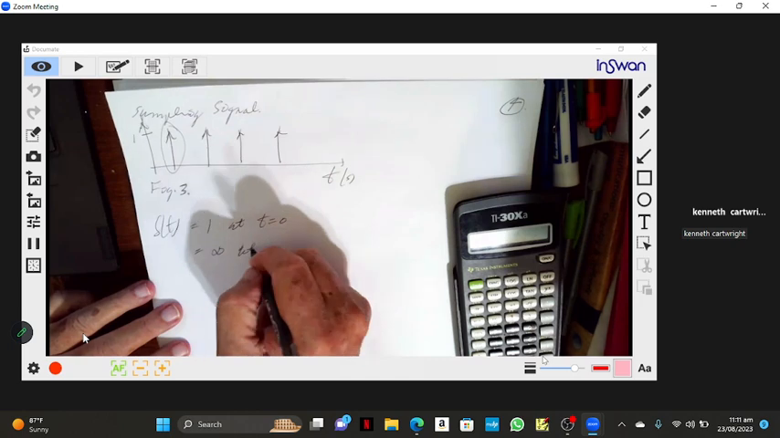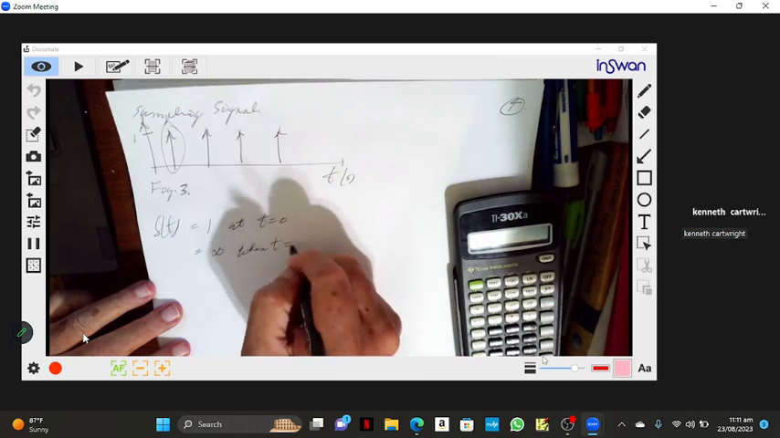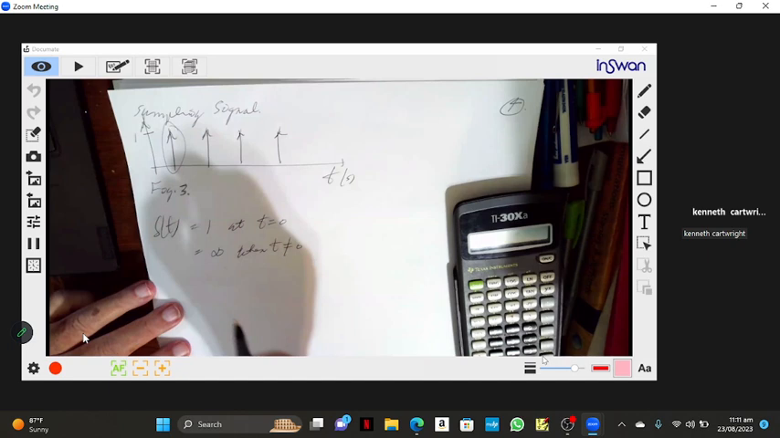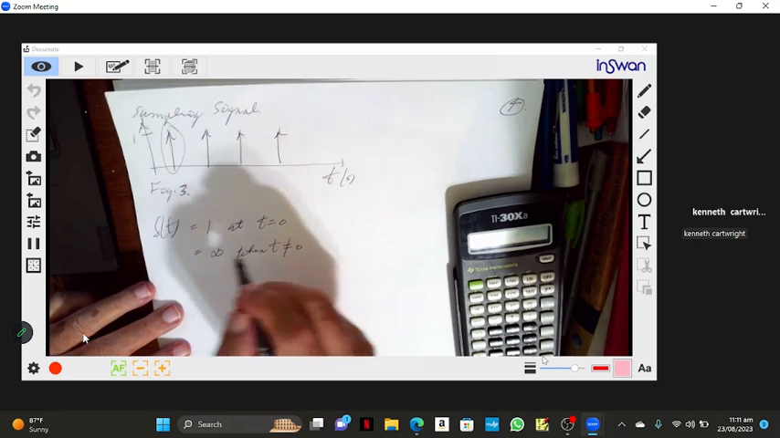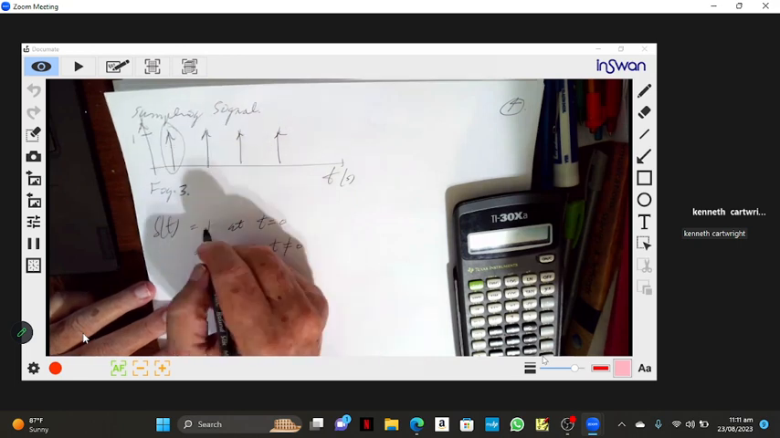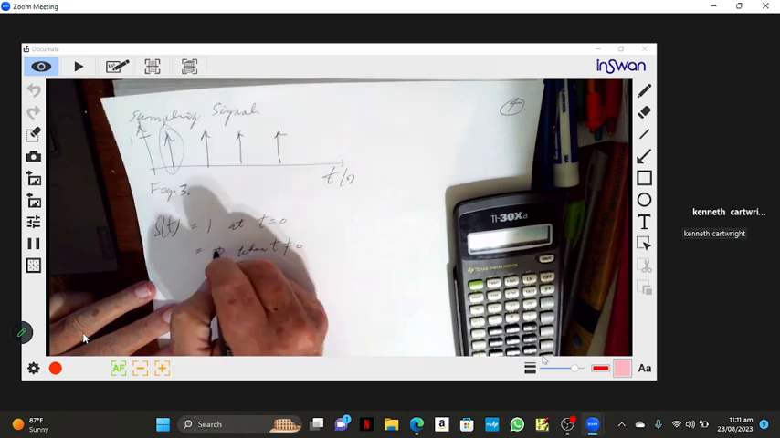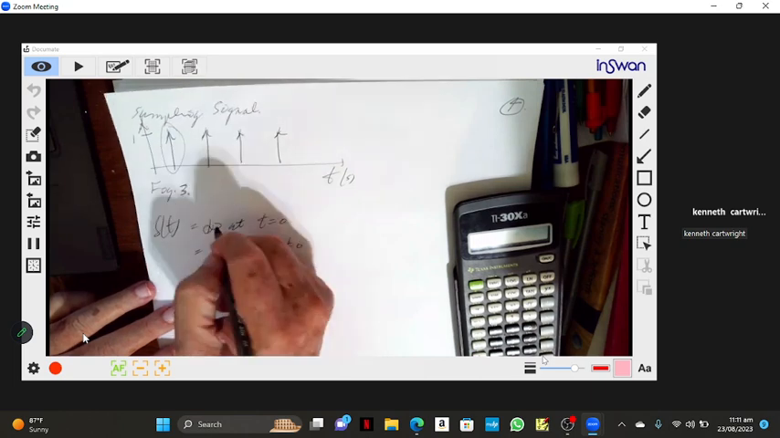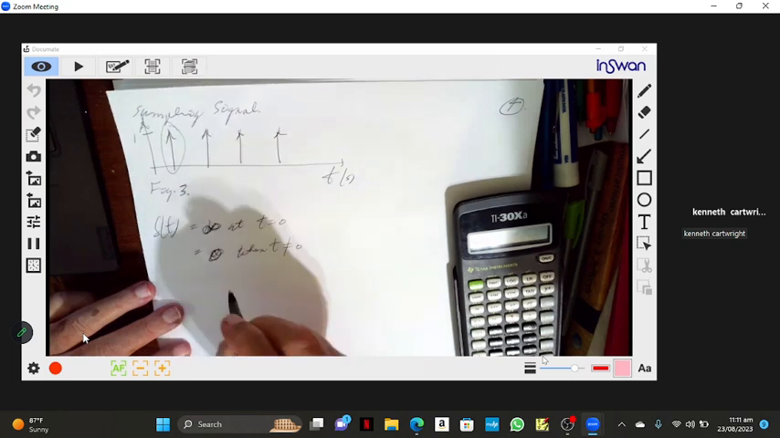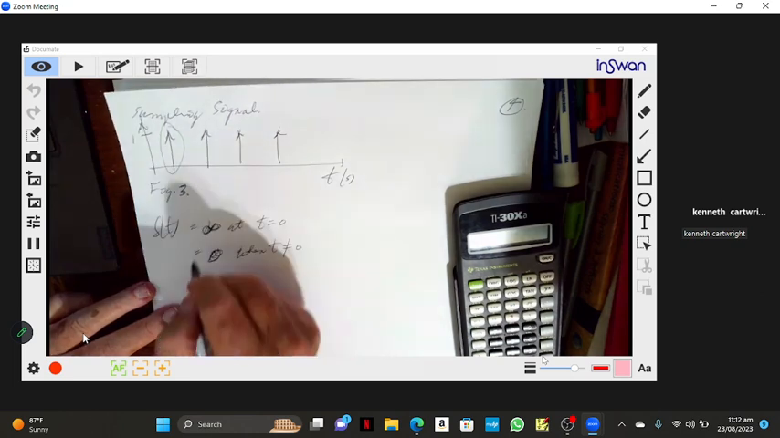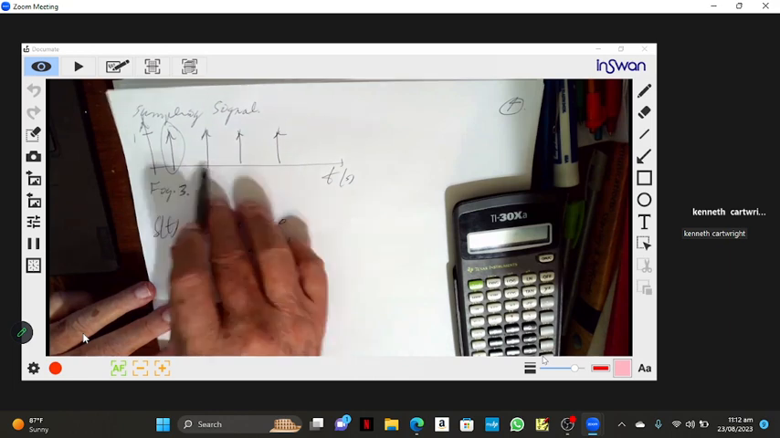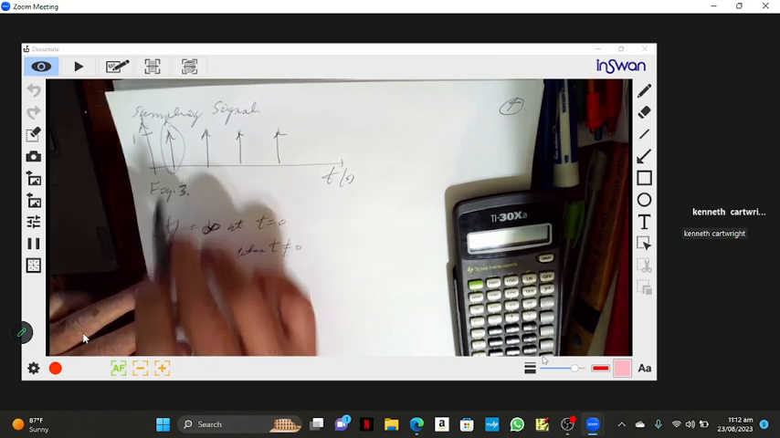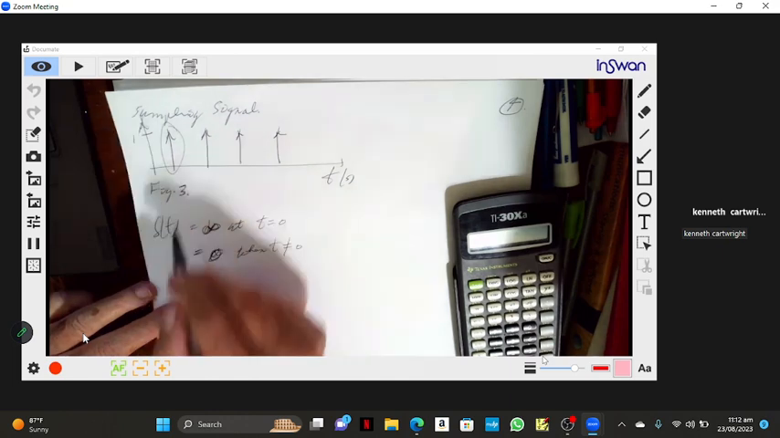When T is not equal. No, sorry, the other way. Delta T equals infinity, T equals 0. Delta T equals 0 when T does not equal 0. So how wide is this? How wide is it? 0 wide. How high is this? It is infinitely high, but nonetheless it has an area of 1.